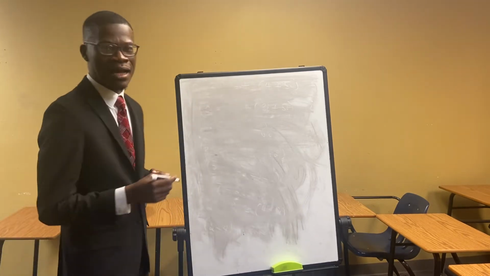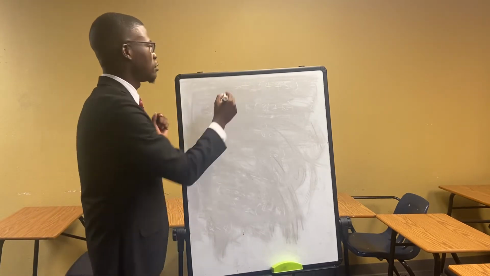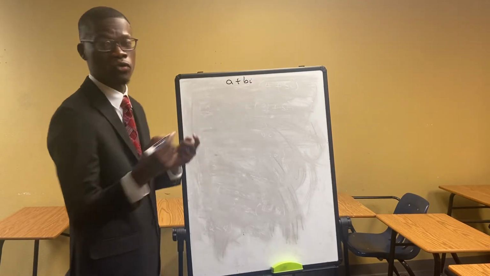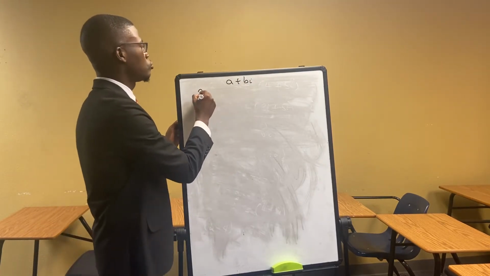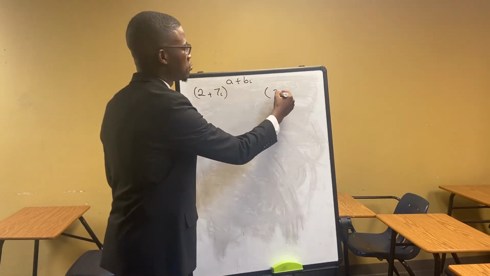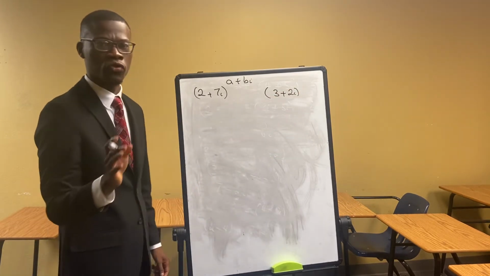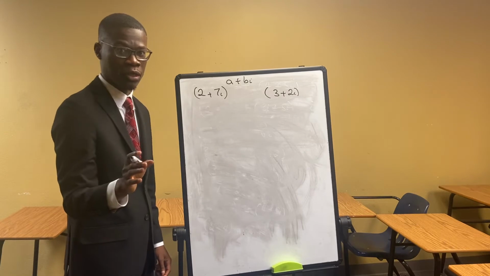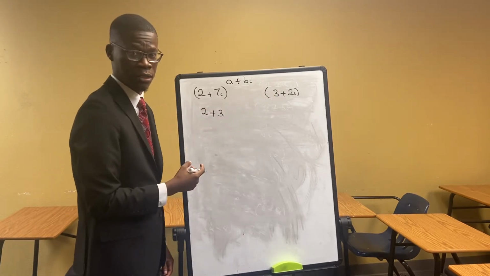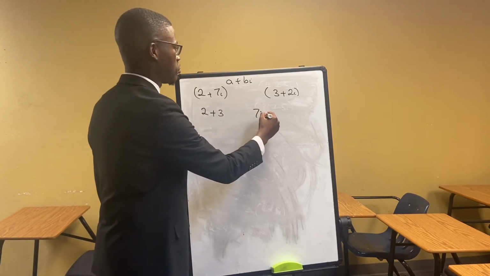So let's add two complex numbers together. Remember, complex numbers are in the form a plus bi. So if we want to add two complex numbers, let's say 2 plus 7i, let's add it to 3 plus 2i. It's very easy. What you do is you add the real parts together, 2 and 3 are the real parts here. Then you also add the imaginary parts together, 7i plus 2i.